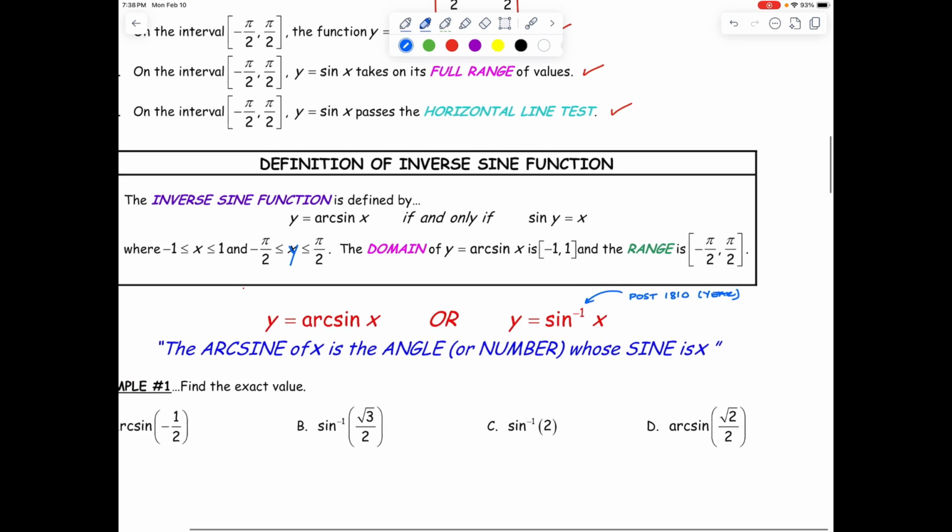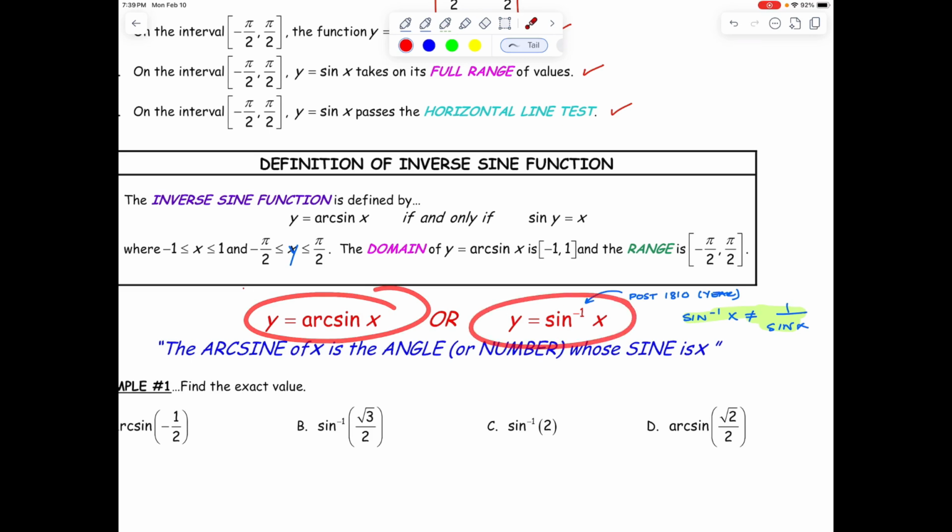But realize that when you see that, it looks like an exponent, but that's notation. This is not algebraic. Inverse sine of x is not the same thing as 1 over sine x. So just be careful of that. You have to realize that is just the way the notation is written. So we have a choice of just the way we want to represent it, with arc sine or inverse sine of x.